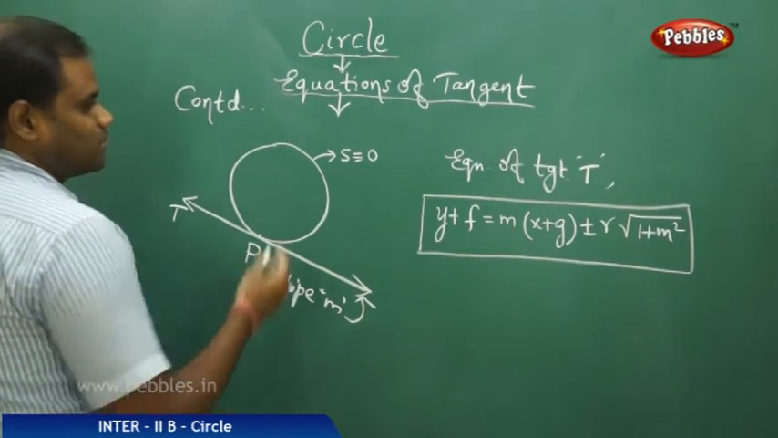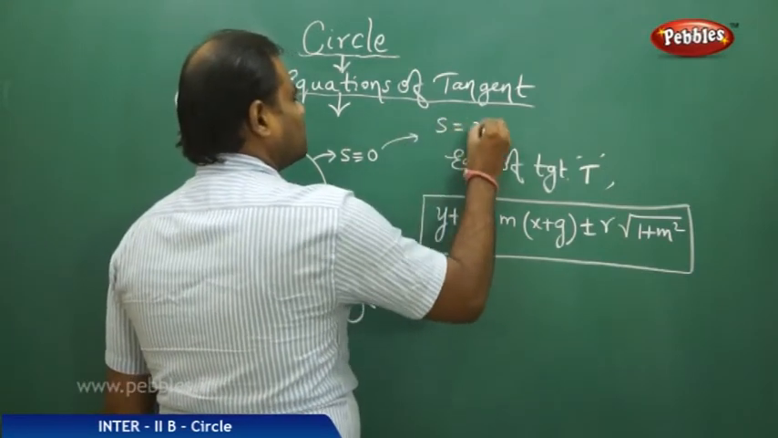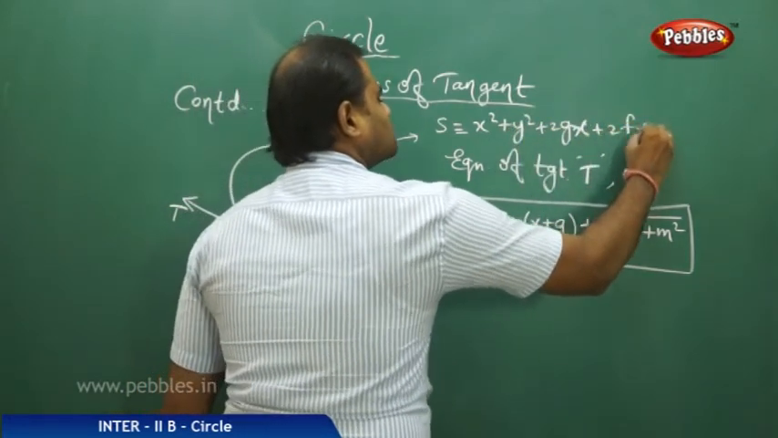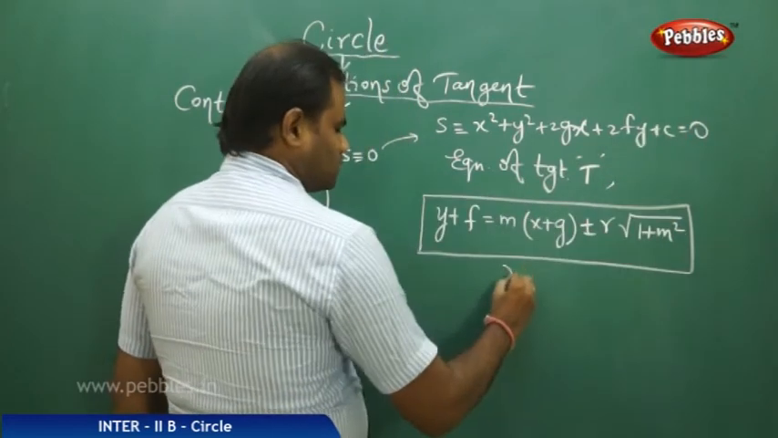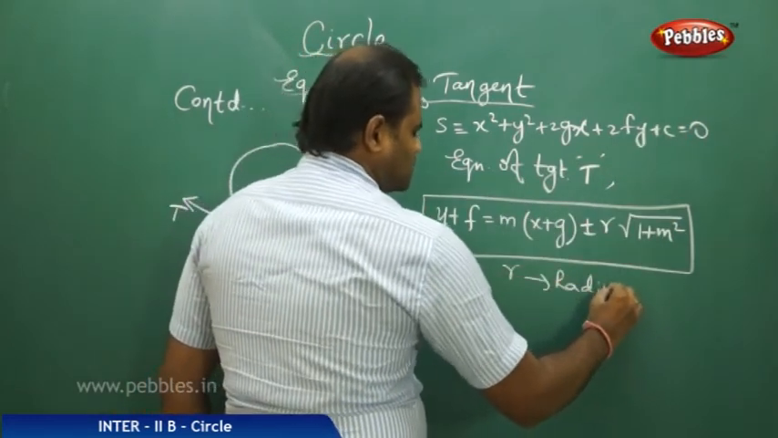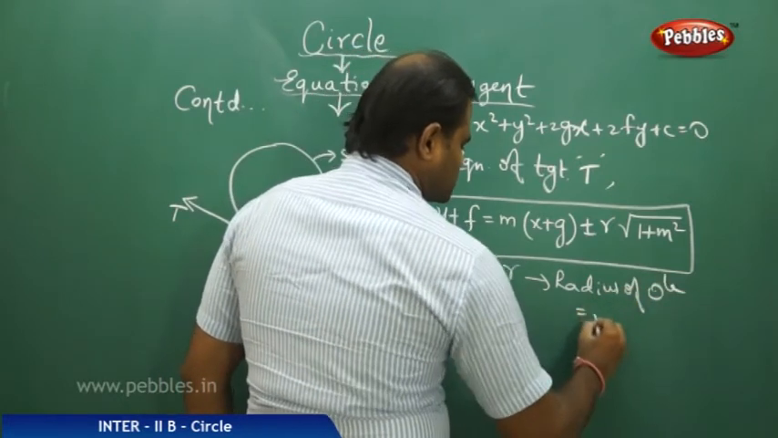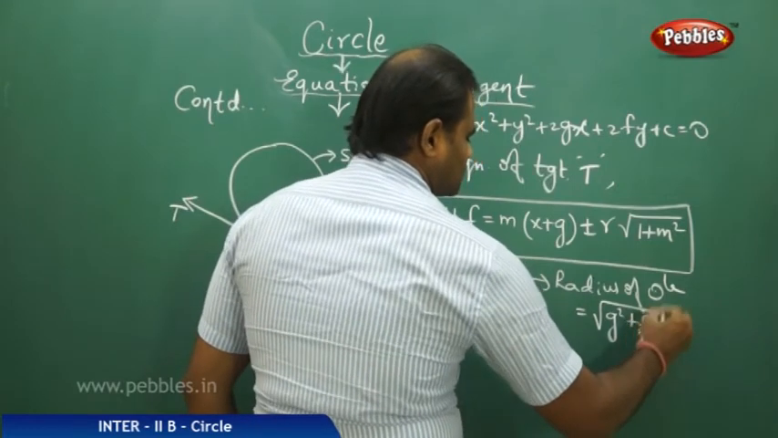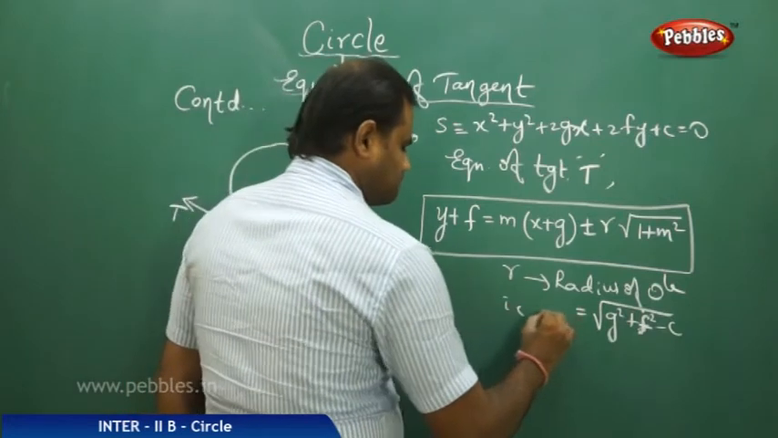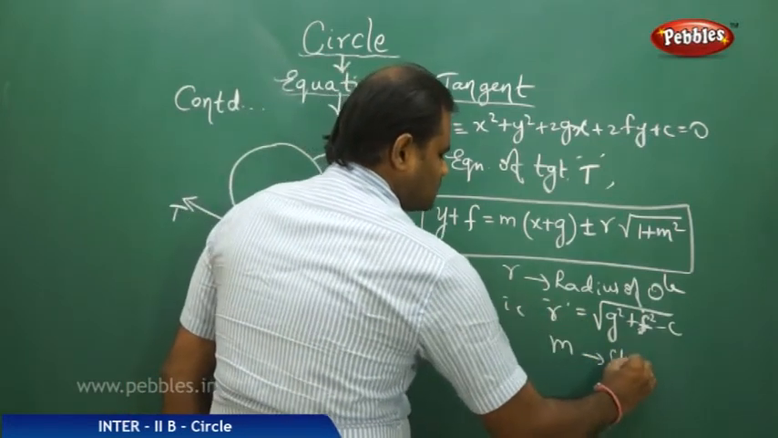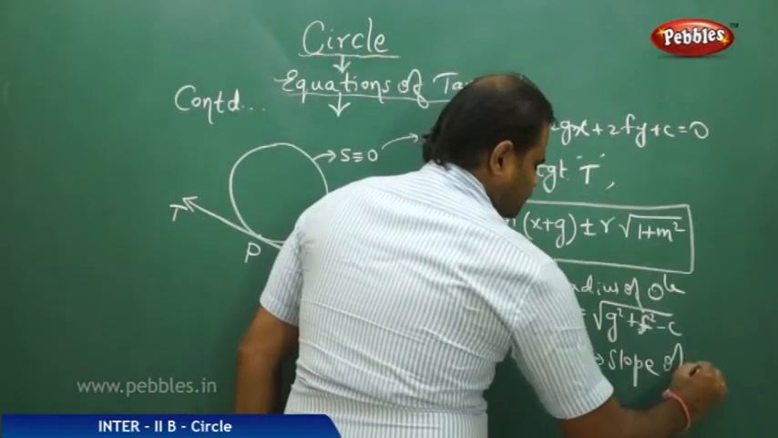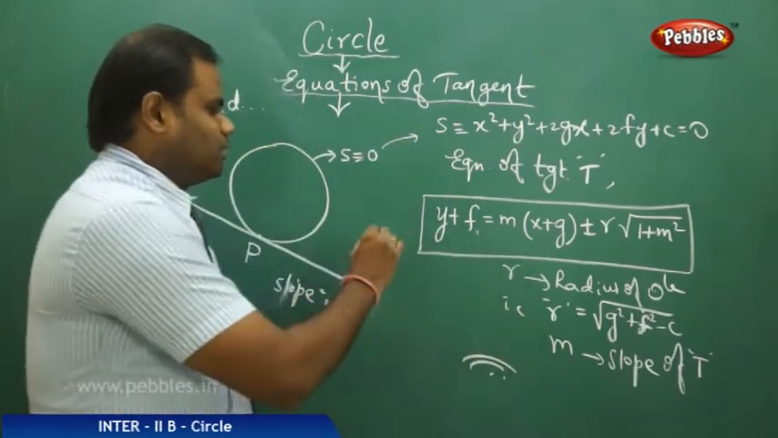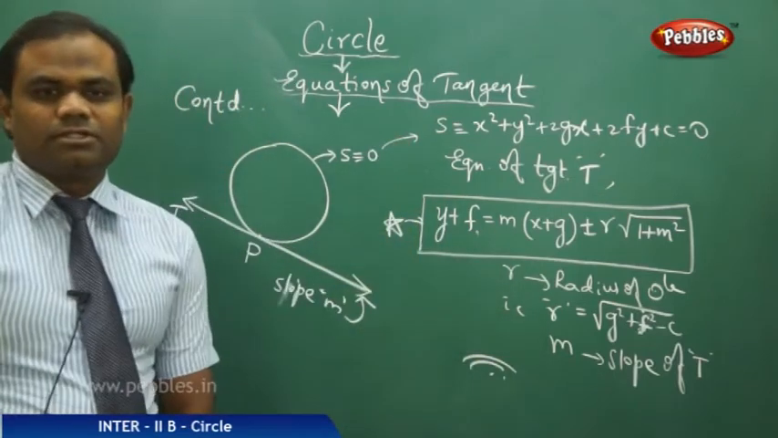the standard equation x squared plus y squared plus 2gx plus 2fy plus c equal to 0. So r is the radius of the circle which is given by root of g squared plus f squared minus c. We know this from the formula. And m is the slope of tangent t. This is how we understand the formula for equation of tangent with slope m.